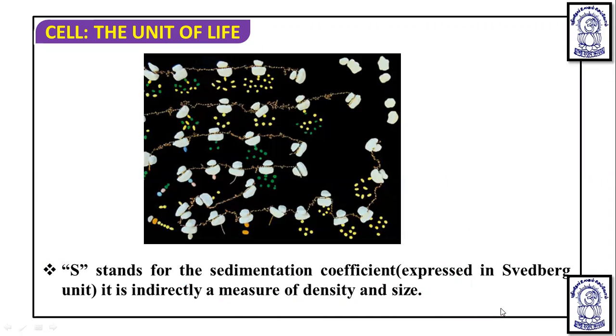Now ribosomes are embedded over the mRNA like this. Suppose this is the mRNA, and over this mRNA you will find the ribosomes. Here, they are 70S or 80S ribosomes. Here S stands for the sedimentation coefficient, or it is expressed in Svedberg unit, and it indirectly measures the density and the size of this particular ribosome.